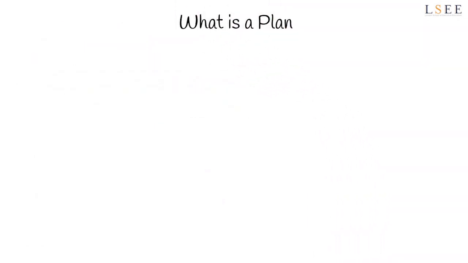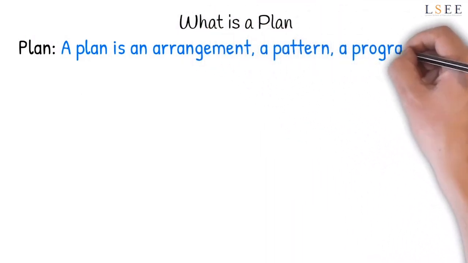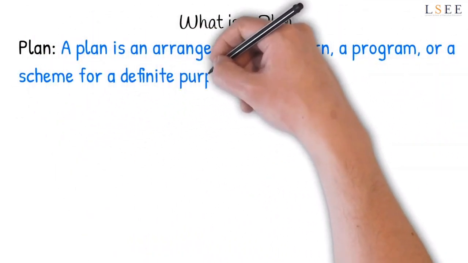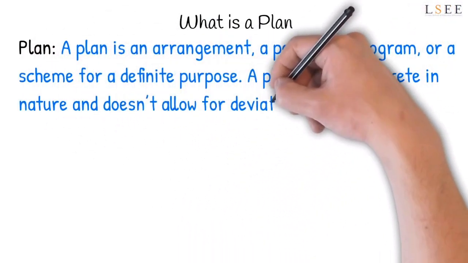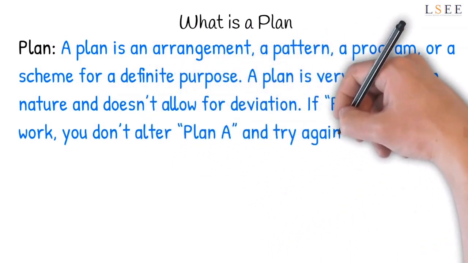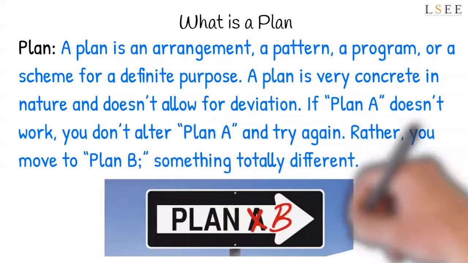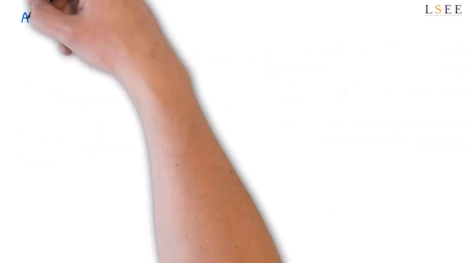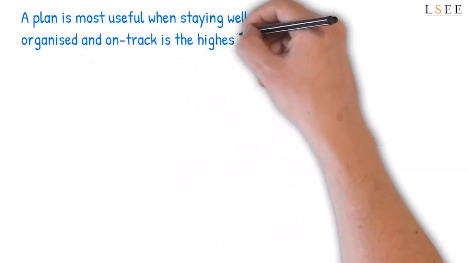What is a plan? A plan is an arrangement, a pattern, a program, or a scheme for a definite purpose. A plan is very concrete in nature and doesn't allow for deviation. If plan A doesn't work, you don't alter plan A and try again. Rather, you move to plan B, something totally different. A plan is most useful when staying well organized and on track is the highest priority.